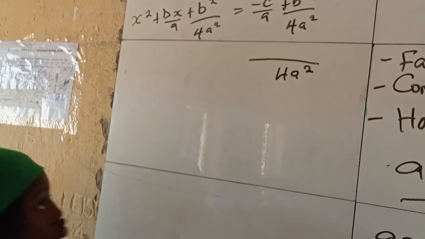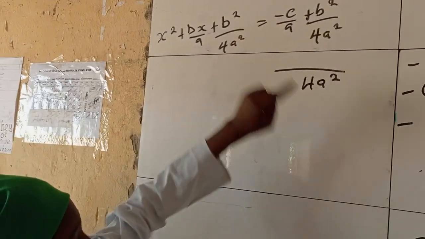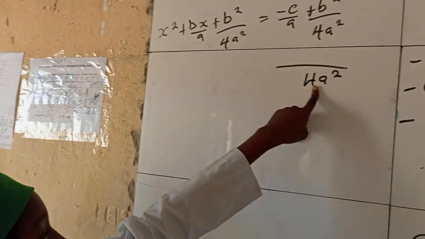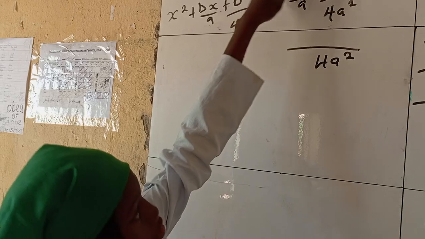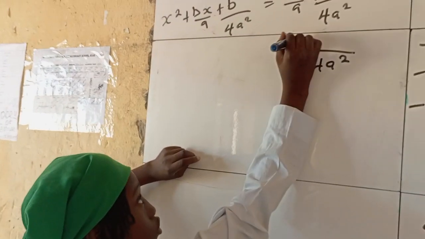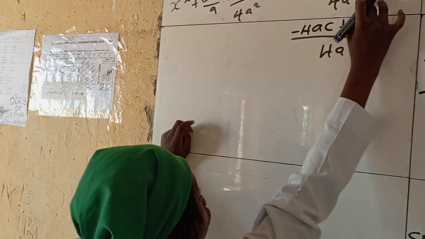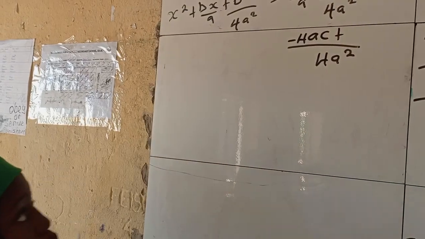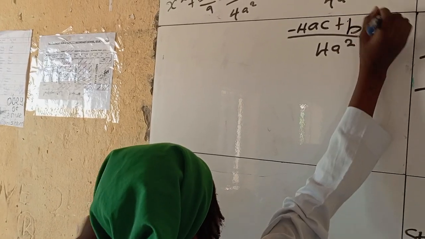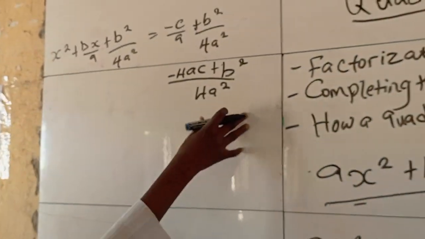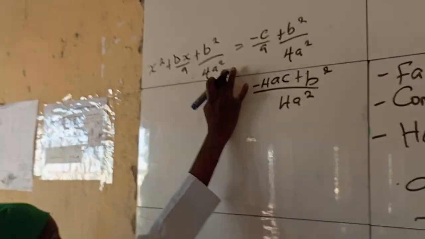4a squared is going to be our LCM. If 4a squared is our LCM, a in 4a squared, we are left with 4a. Then 4a times minus c will give us minus 4ac plus 4a squared in 4a squared, 1 times b squared, b squared. Now we are through with our left hand side. At this point now, this is a perfect square and this is a perfect square.